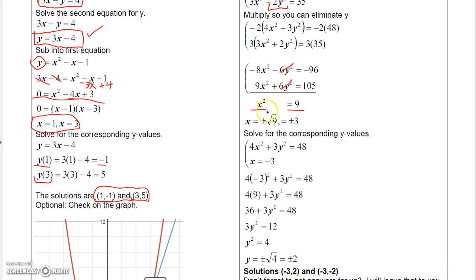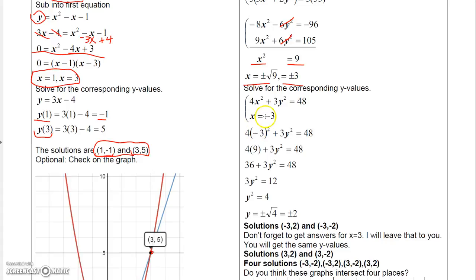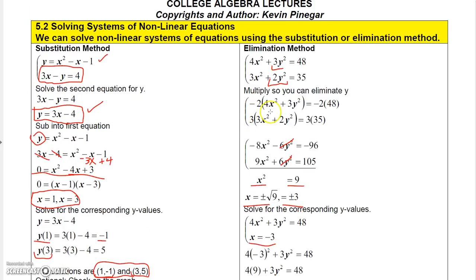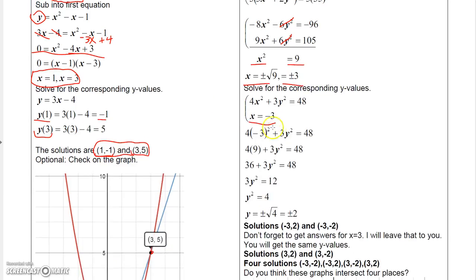And so to solve that, you have to take the plus or minus square root of 9, and that's going to be plus or minus 3. So there are two x values, negative 3 and positive 3. For each of these values, I have to plug x into one of these two functions up here. So I'm just going to plug x equal negative 3 into the first one.